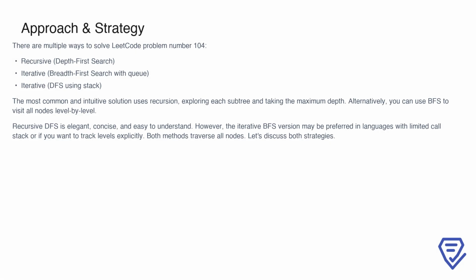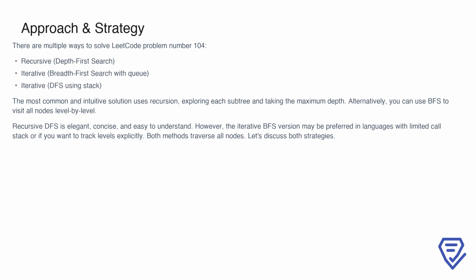Let's talk about possible approaches for LeetCode problem number 104. The classic solution is a recursive depth-first search. For every node, you recursively calculate the depth of the left and right subtrees, and then the maximum depth is 1 plus the maximum of those two depths. This method is both concise and easy to read.